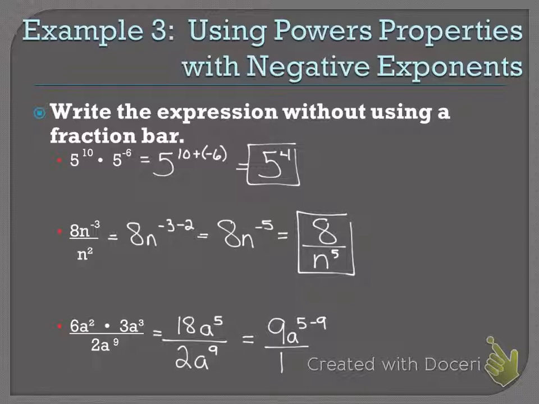You have to be very careful here with your signs. What is 5 minus 9? Negative 4. Do you agree with him? 5 minus 9 is negative 4. So 9a to the negative 4th, am I done? No. I have to move my a to the negative 4th to the bottom. 9 over a to the 4th.